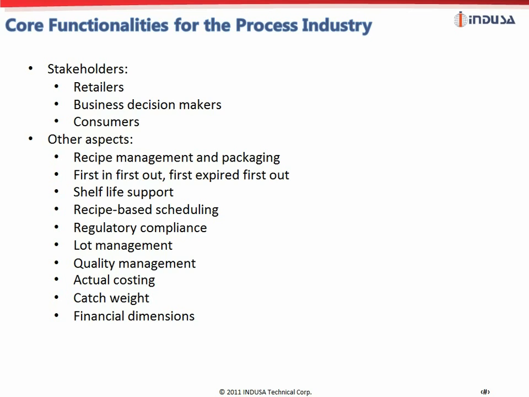Process manufacturers need to adjust pricing, product in case of a recall, or adjust production scheduling to meet changing consumer needs. They also need to address recipe management and packaging. First in, first out, first expired, first out, shelf life support, recipe-based scheduling, regulatory compliance, lot management, quality management, actual costing, catch weight, and more, in addition to easy-use financial dimensions.